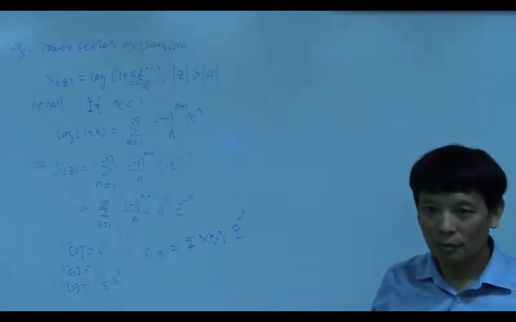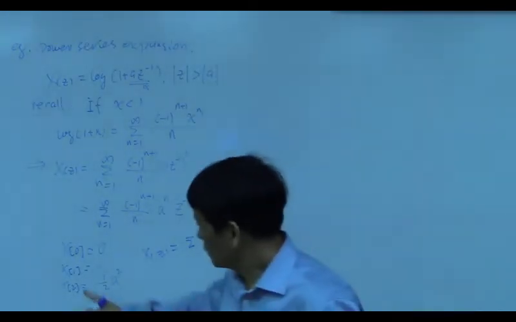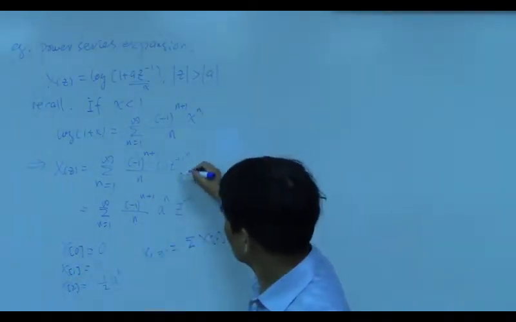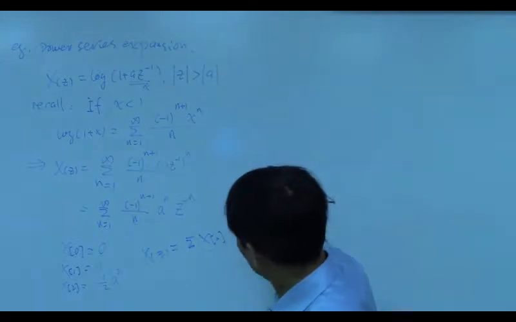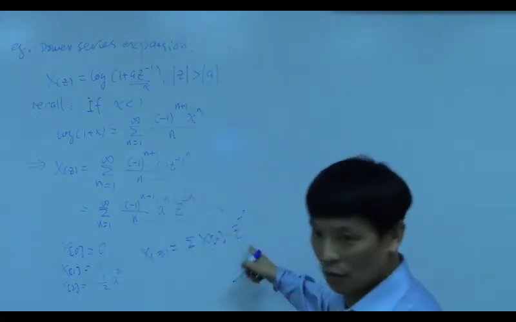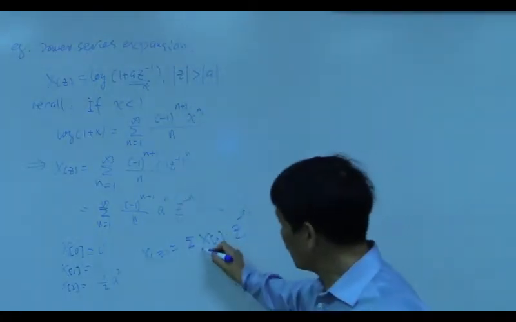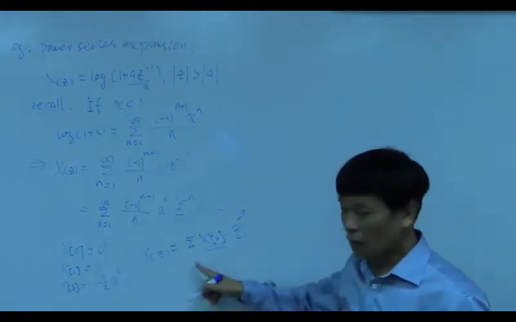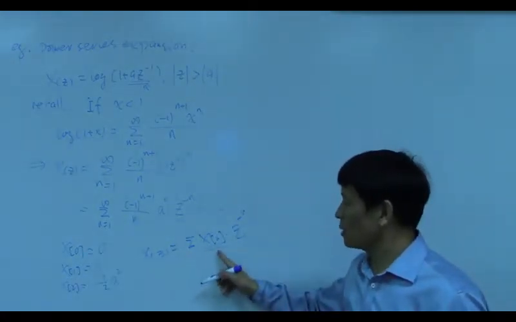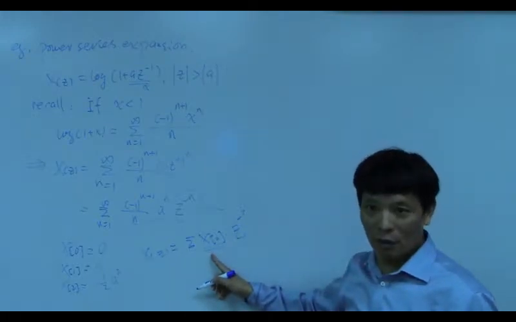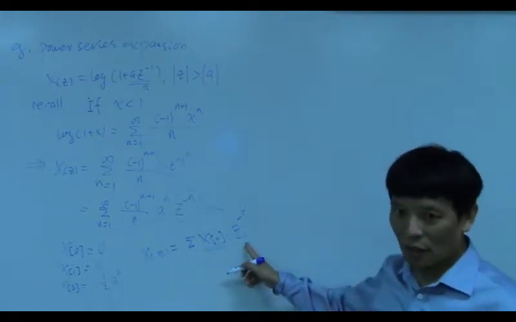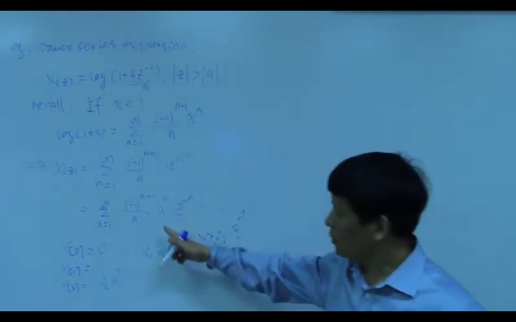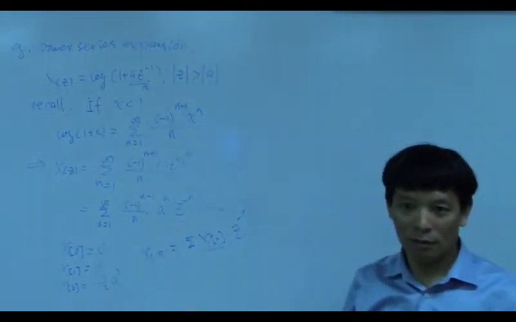In the definition, X(z) equals the sum of the time domain signal multiplied by z to the negative n. So this is z to the negative n, and you just compare these two. This one is the signal. We are looking for x[n].